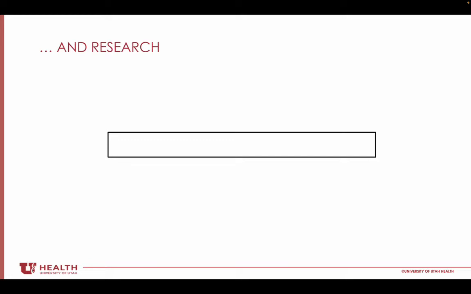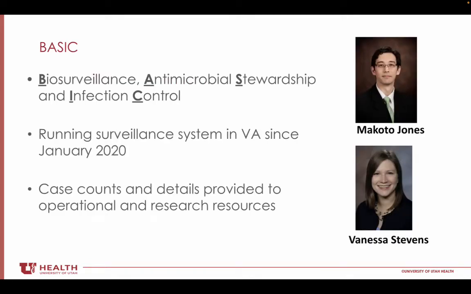Here are some papers that use data sets derived from that surveillance data. You can see that a lot of research has been done on COVID-19, and it really relies on the ability to identify pretty completely the COVID-19 cases in your population. I'm part of a team called BASIC, run by Dr. Makoto Jones and Dr. Vanessa Stevens, and we've been running the surveillance system since January 2020, and it's still going now. The information that we gather feeds into those operational and research data sources that I referenced.